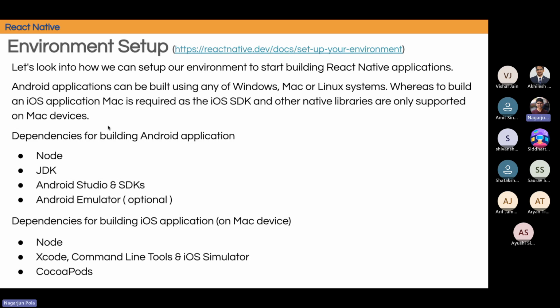So to build an Android application, you need the following things: Node, JDK, the Java Development Kit, which comes with JRE and JVM, and you need Android Studio and Android SDKs. An Android emulator is optional, if at all you want an emulator, or you can use a real device as well.